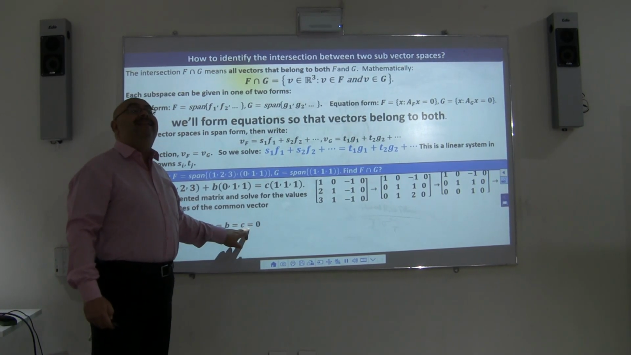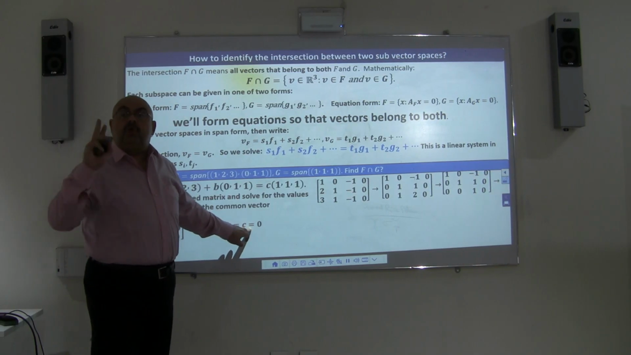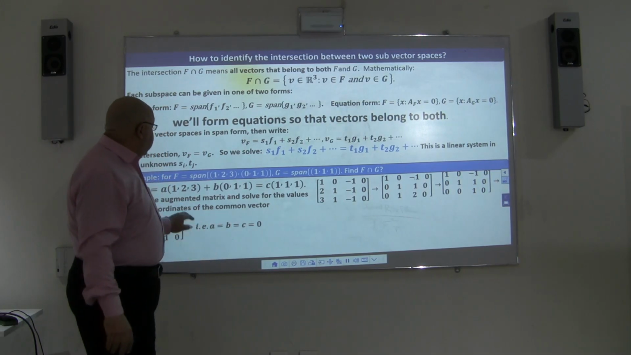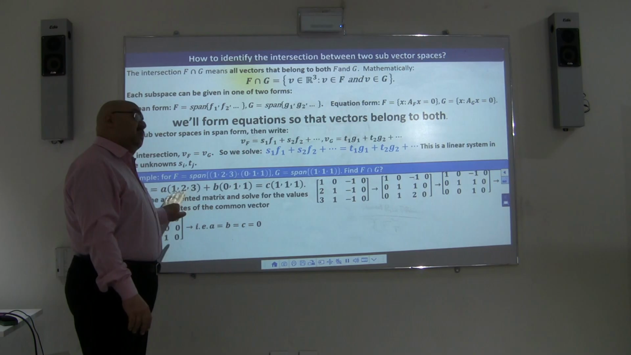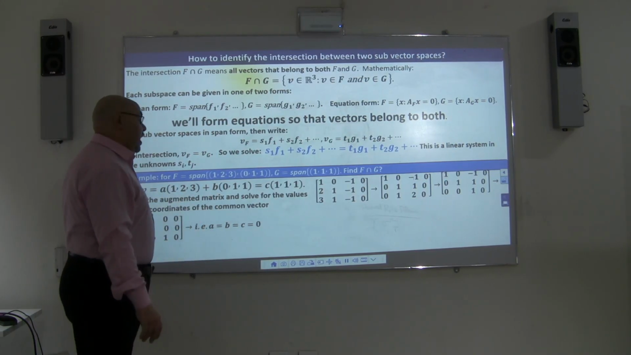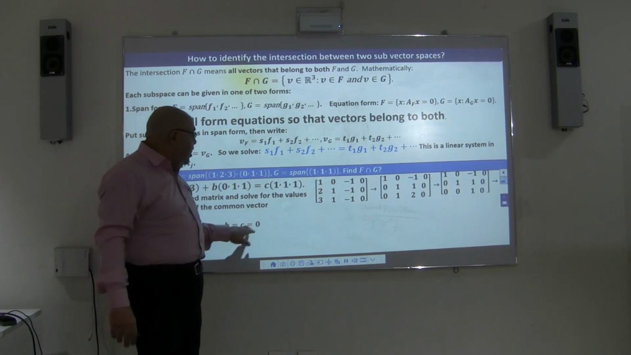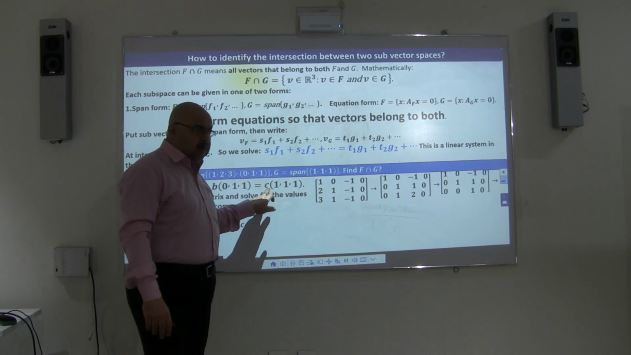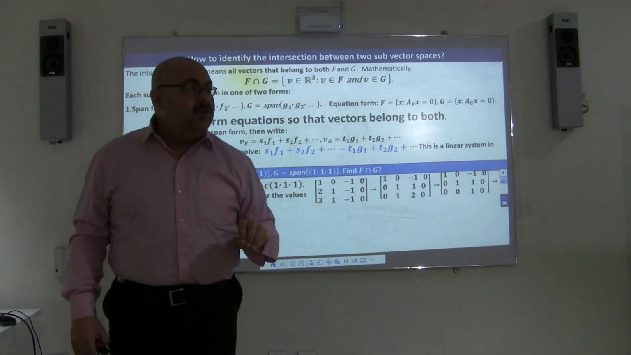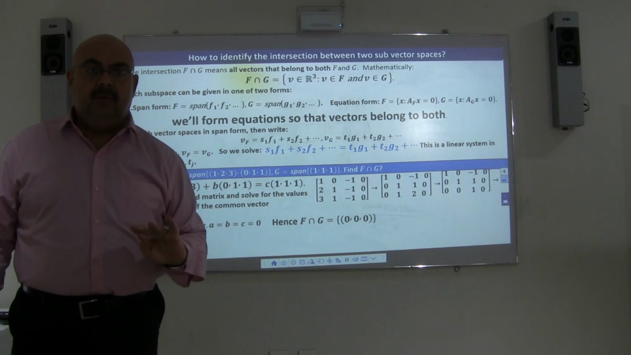Now I have the linear combination. So if I need the vector which is common between F and G, I will take A and B and substitute in the left-hand side. I will get the vector: 0 times whatever, 0 times whatever. I have the vector (0, 0, 0). Am I right, Mr. Farid? Similarly with C, if you just substitute in this part, it's going to be 0 times (1, 1, 1), also equal to 0. So the common vector between them is (0, 0, 0).